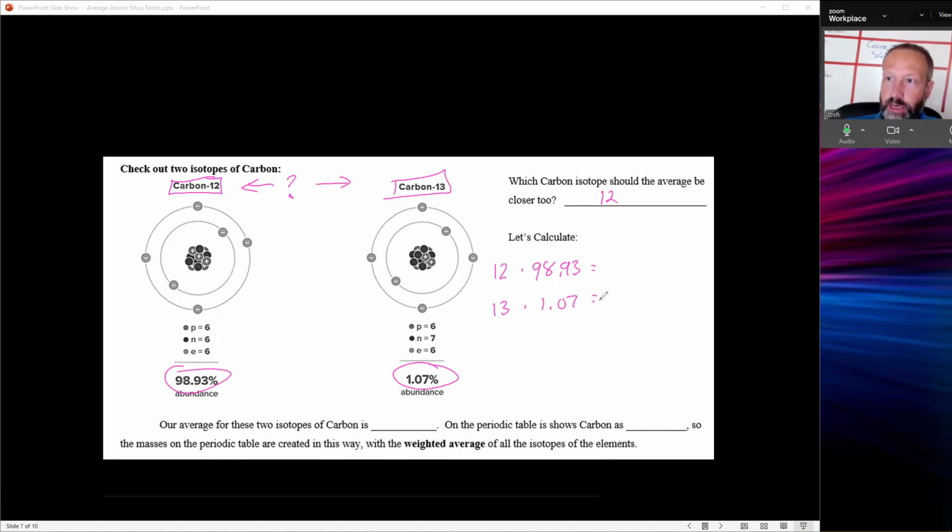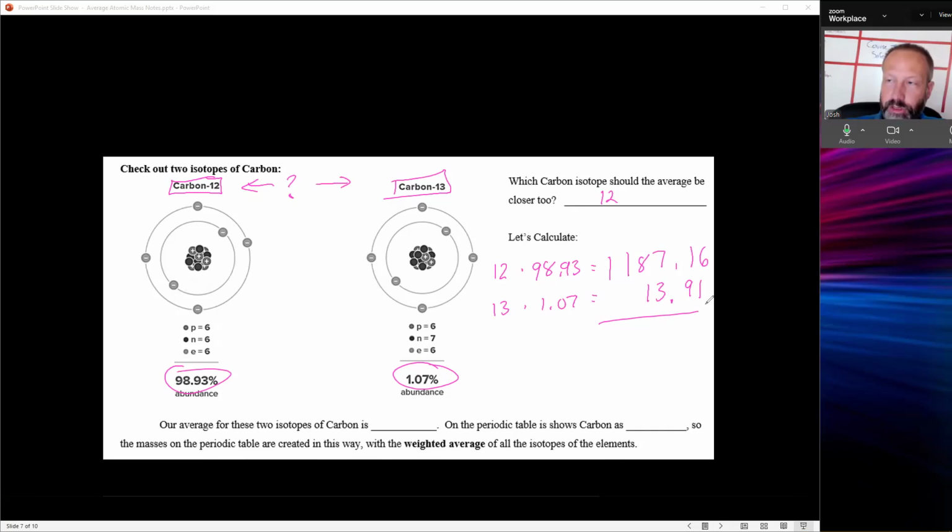So I'm calculating the first one. And I get 1,187.16. And I'm going to calculate the second one. Wow, it helps if I hit the times button first. There we go. Okay. And I get 13.91. And now I'm going to add that up.